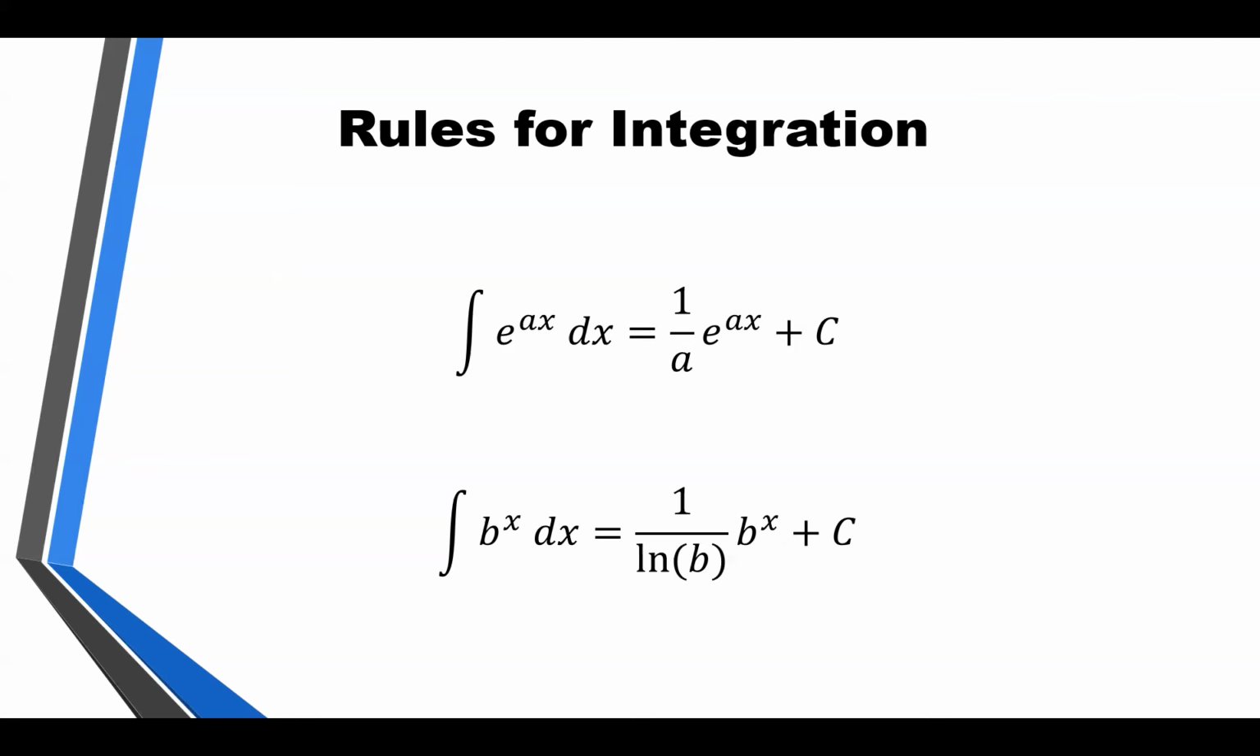If you take any other base other than e, then you have to adjust it by utilizing a natural log. So base b to a power, let's just say base b to the power x, integrated with respect to x, gives you that base to the x power times 1 over the natural log of b. And then obviously tack on your plus c.